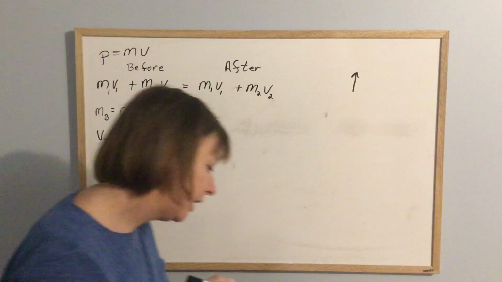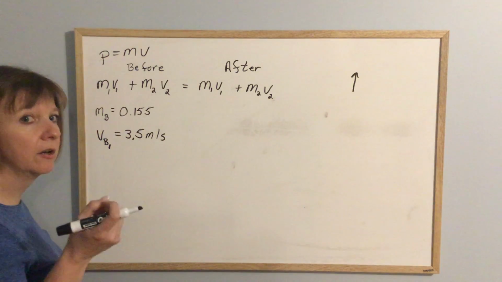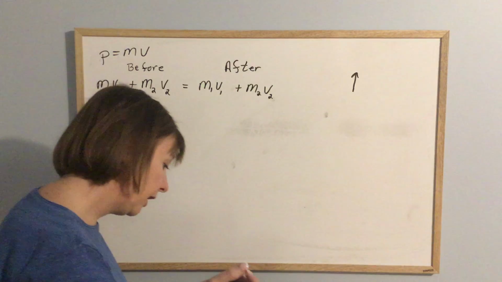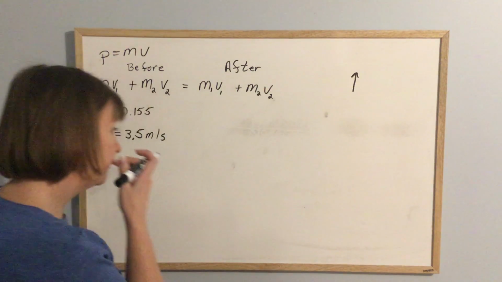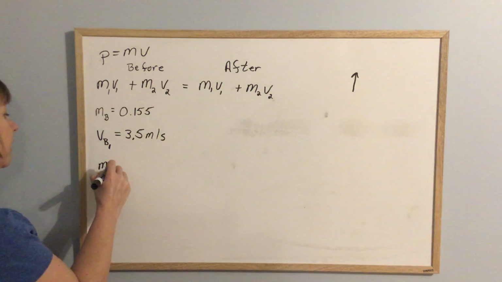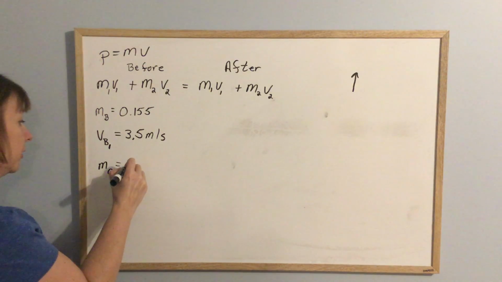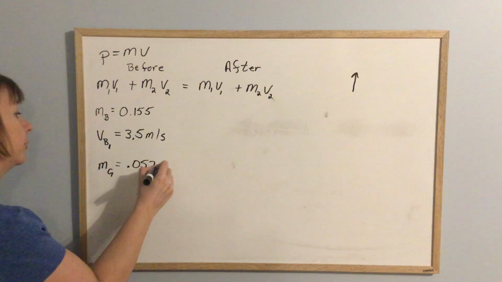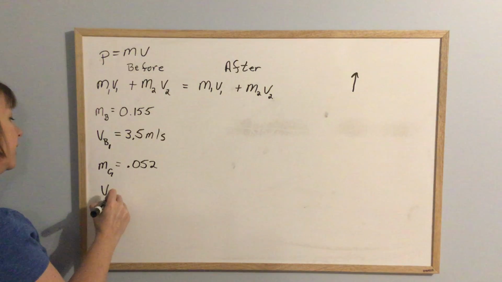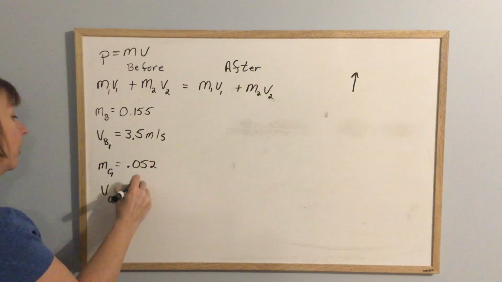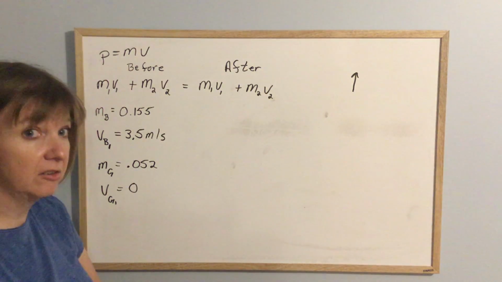Now, it collides with a stationary golf ball that has a mass of 0.052 kilograms. So mass of the golf ball is 0.052 kilograms, and the initial velocity of the golf ball is nothing because it's stationary.